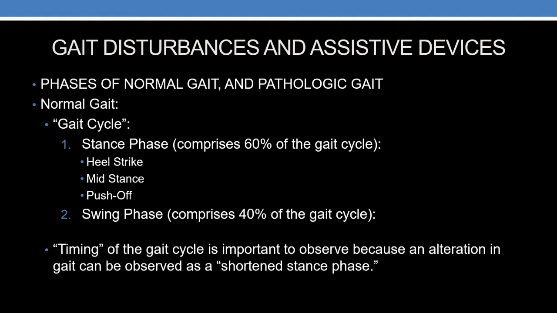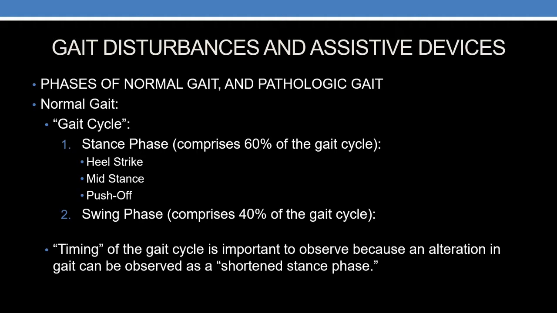Now, throughout the gait cycle, 60% of the time is occupied with the stance phase, and 40% of the time is occupied with the swing phase. So 60% of the time is weight-bearing, and 40% of the time is non-weight-bearing. Understanding this ratio, 60-40, makes it easy to detect what is described in the AMA Guides as, quote, an antalgic limp with a shortened stance phase, unquote.